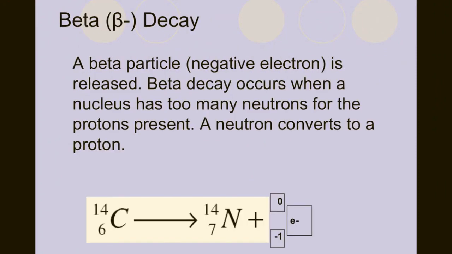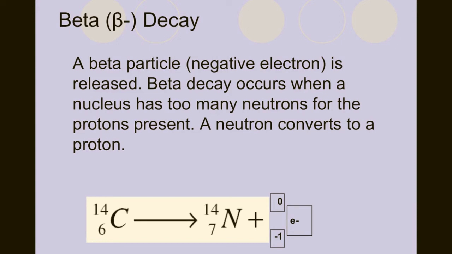Moving on to beta decay. A beta particle is when a negative electron is released. Beta decay occurs when a nucleus has too many neutrons for the protons present, and a neutron converts to a proton. So we have carbon-14. Now remember that the most common one is carbon-12, but carbon-14 over here goes under beta decay.